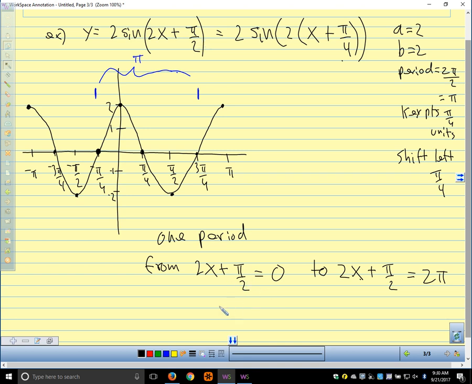Well, if we solve this for x, we would get x equals negative pi over 4 to x equals 3 pi over 4. So we should get one period between negative pi over 4 and 3 pi over 4 if we solve each of these for x. And then you can divide that one period into 4 equal pieces to get your key points. So some people like to sketch the graph that way or double check their sketch that way. So just another little tool that you could use if you want. All right, so questions there.